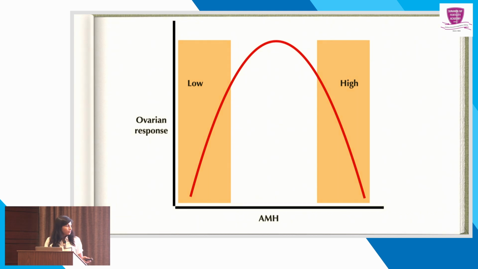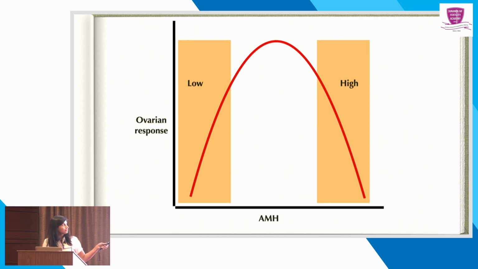So when we plot AMH versus ovarian response, it is a bell-shaped curve, where at low AMH you have low response, and at high AMH you also have very low response, because the FSH threshold at this particular time is very high. And at this level there is low AMH, meaning low follicle number, and FSH is going high because of the ovarian insufficiency. So at both these extremes we see low response.